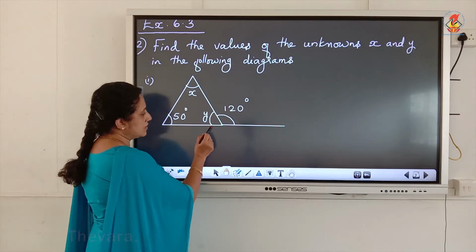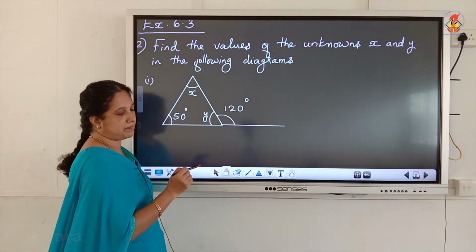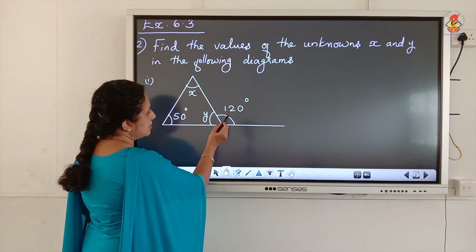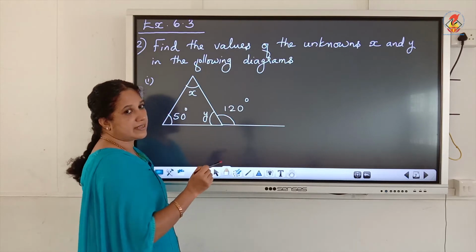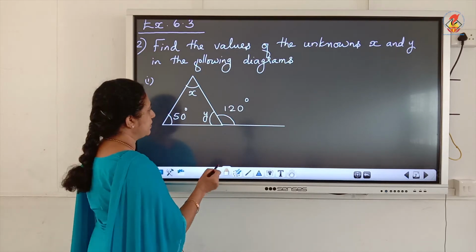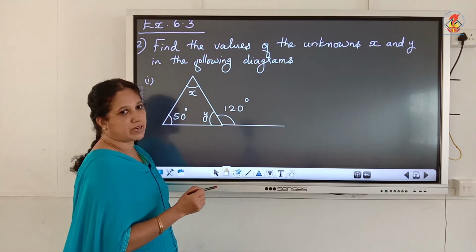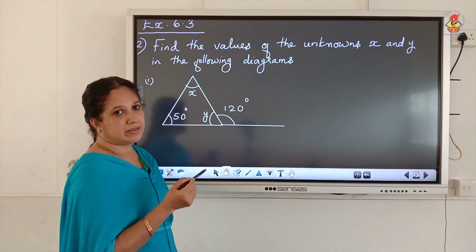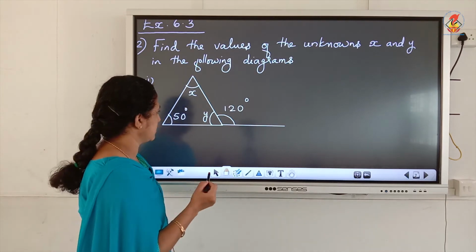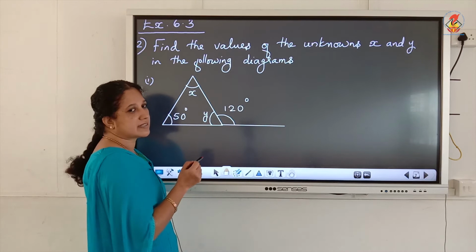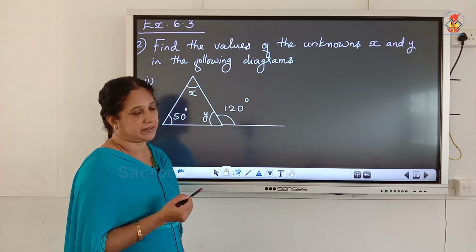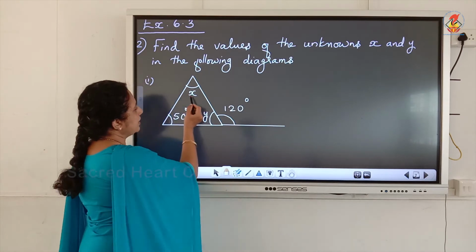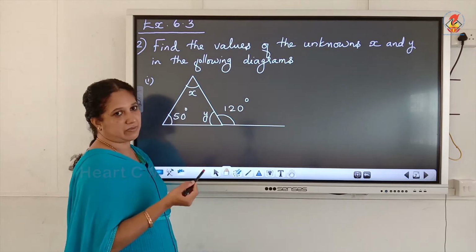Here one of the sides is produced and you can see that 120 degree is an exterior angle. The measure of the exterior angle is 120 degree. x and 50 degree are the two interior opposite angles and y is the adjacent interior angle. Now how can we find out the value of x and y?